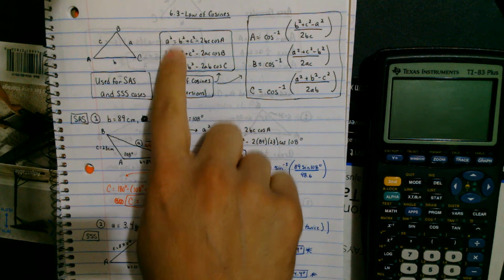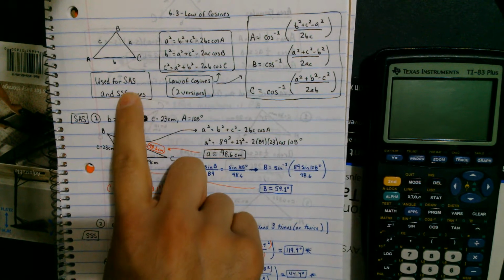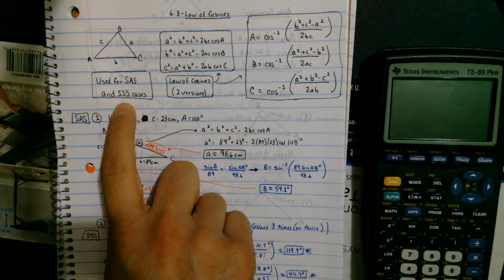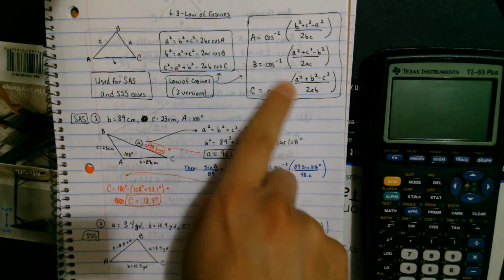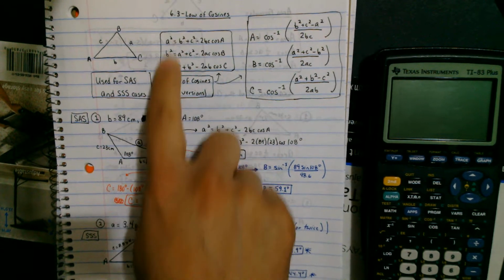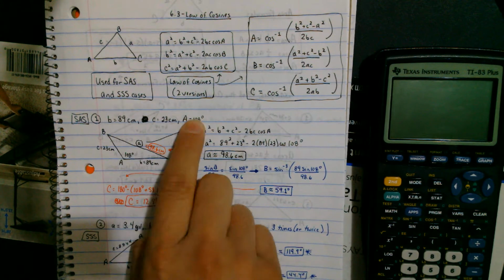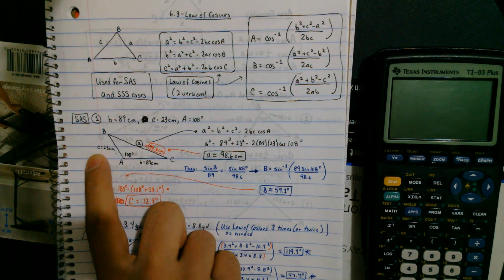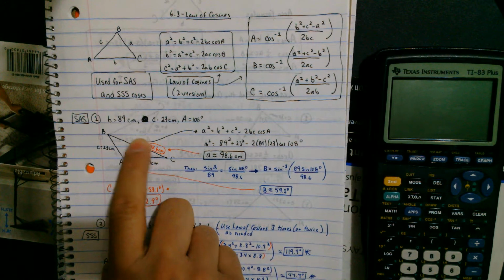This one is if you're trying to find a missing side, and this one if you're trying to find a missing angle. So there's side-angle-side and there's side-side-side. So for side-side-side, if they give you all 3 sides and you're looking for missing angles, use these formulas. If they give you side-angle-side, use this formula and find the missing side that they don't give you. So if B is 89 and C is 23 and angle A is 108, angle side in between. So the missing side here is A.